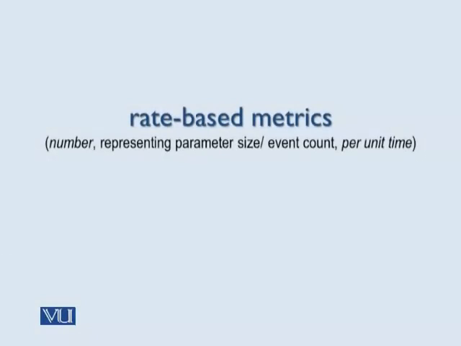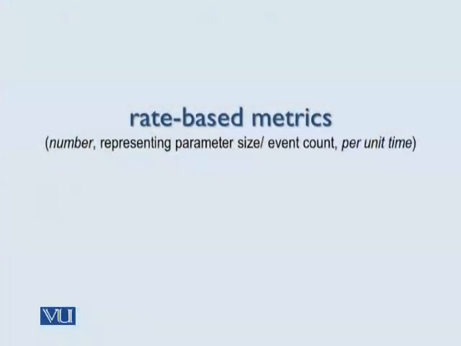So let us now talk about rate based metrics. हम पहले देख चुके हैं कि तीन fundamental metric types हैं. The first one was time based metrics, the second one was count based metrics or number based metrics, and the third one was rate based metrics. Rate based metrics में हम किसी entity के count या किसी parameter के size को normalize करते हैं against unit time. So let me give you some examples of rate based metrics.